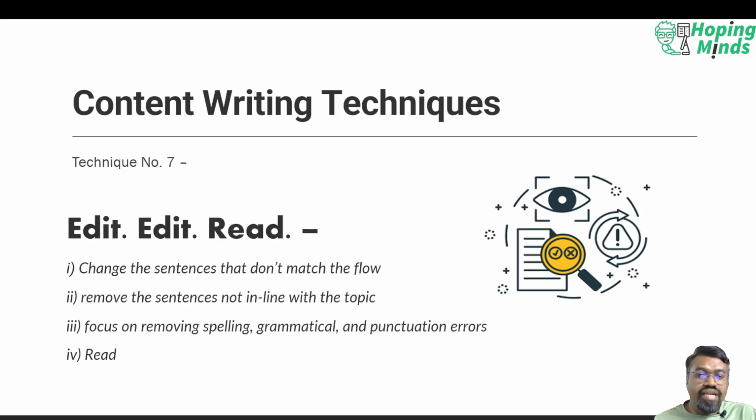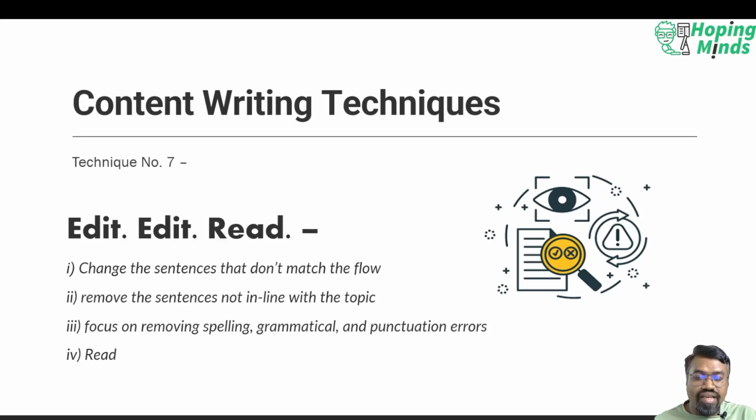First, importantly, we need to change the sentences that don't match the flow, right? So let's say if we are writing in first person, for example, if I am writing that I did this today, I did that today, and then suddenly I change the complete flow to a third person, it doesn't go along with the complete flow, right? So we need to make sure that we only keep a single flow, whatever we are writing.